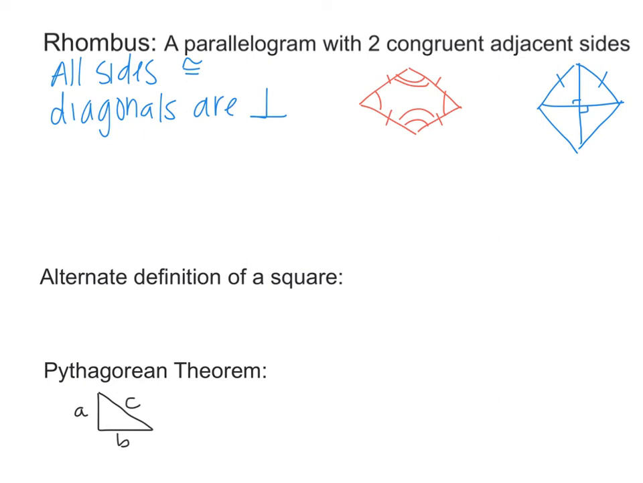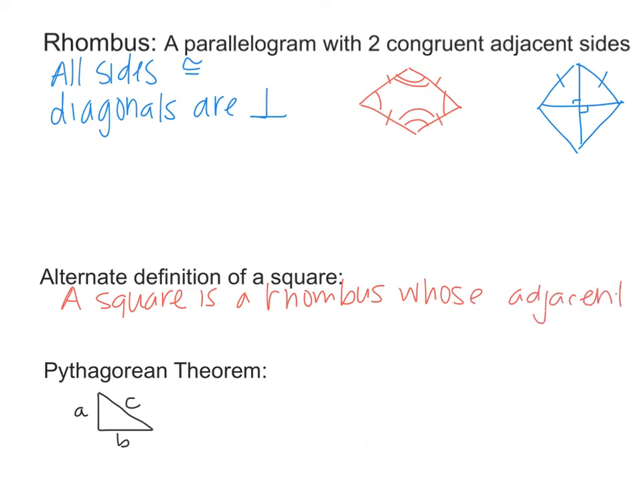Okay, the alternate definition of a square could say that a square is a rhombus whose adjacent sides form right angles. So we could say that we have our rhombus up here and that the adjacent sides form a right angle, right? Then it would have all the same properties.